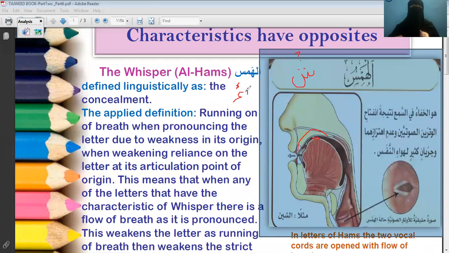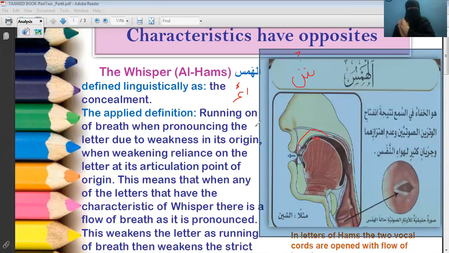Why? In Sheen, I make running of the breath. This is called hams. Why? Because in Sheen, I touch simply the articulation point of the letter. I didn't close the articulation point. So the hams, there is running of the breath when you pronounce letter Sheen.